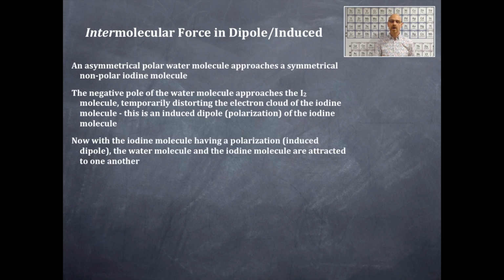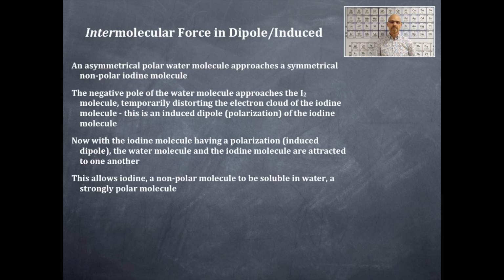Now, with the iodine molecule having a polarization, that is an induced dipole or a temporary charge separation within that molecule, the water molecule and the iodine molecule are attracted to one another. Okay? This allows iodine, a non-polar molecule, to be soluble in water, a strongly polar molecule. Okay, so here's a diagrammatic view of this.